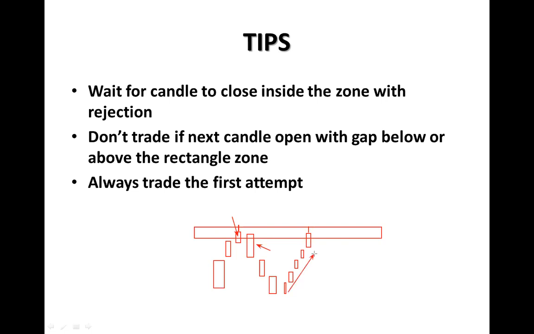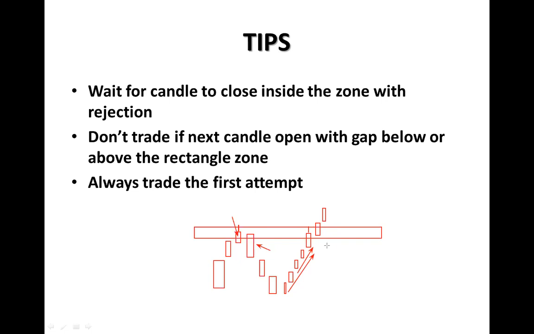But if the market decided to go up the next time and reach the zone, react inside the zone with a rejection, it is not 100% accurate that the price is going to reverse. It might still continue, or it might not even respect the zone. It might still violate the zone and continue to push higher.